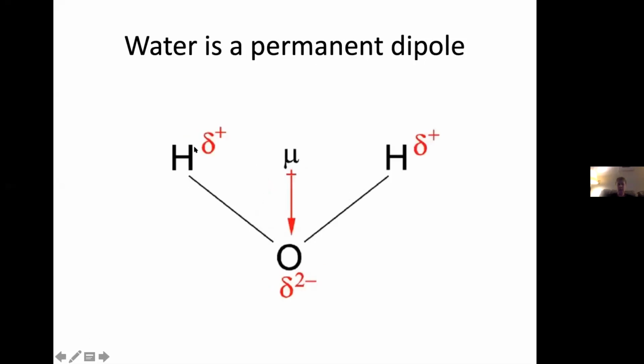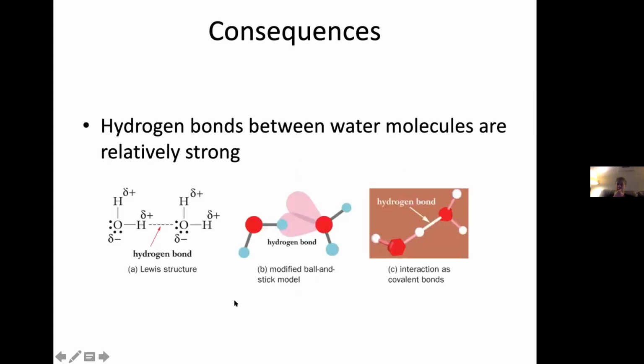So remember, water is 2 hydrogens and an oxygen, and it turns out that the hydrogens are slightly positive and the oxygen is slightly negative, and that's because the electrons tend to hang out closer to the oxygen than the hydrogen. So we have a permanent dipole here, and it has a fairly permanent shape and distance. So what are the consequences of water being a permanent dipole? One of them is hydrogen bonds.